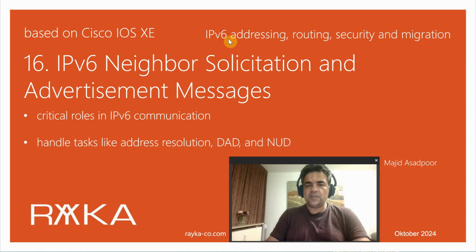In the previous section, we have already discussed two important neighbor discovery protocol messages, router solicitation and router advertisement. And in this section, we will see two other important messages, neighbor solicitation and neighbor advertisement, which have critical roles in IPv6 communication, and they handle tasks like address resolution, a replacement for address resolution protocol or ARP in IP version 6, duplicate address detection, and neighbor unreachability detection.